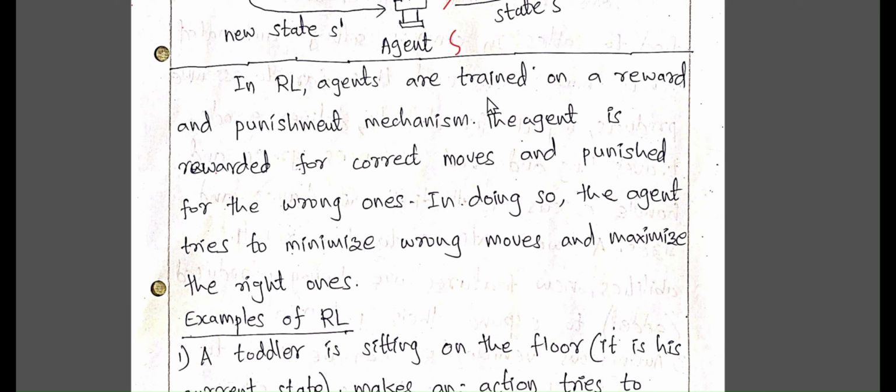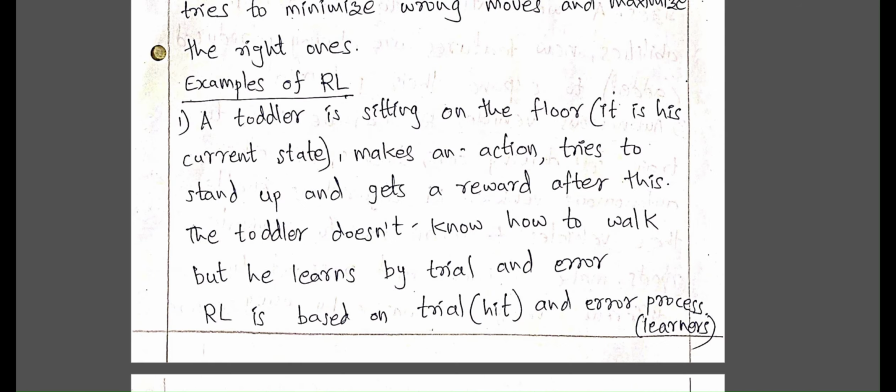Here you can see agents are trained on a reward and punishment mechanism. It is also like the trial and error method, where the agent is rewarded for correct moves and punished for the wrong ones. In doing that, the agent can learn on its own by maximizing the right actions and minimizing the wrong actions. So next, move on to the examples of RL.